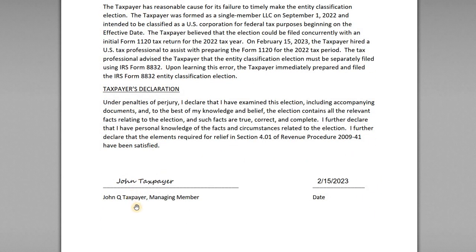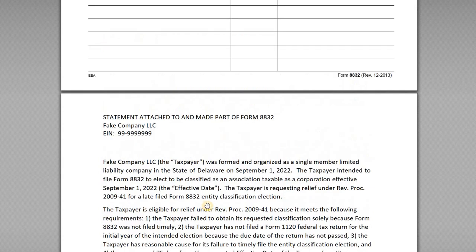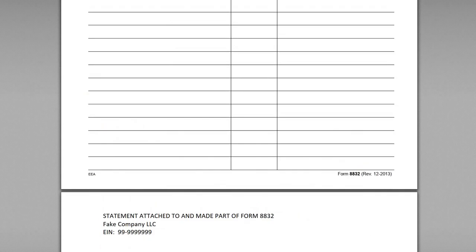And then again, lastly, we want to have either all the members sign it or an authorized representative can sign it. In our case here, John Taxpayer just goes ahead and signs again. So sign, date, and then include this behind the 8832, and then you're ready to go.